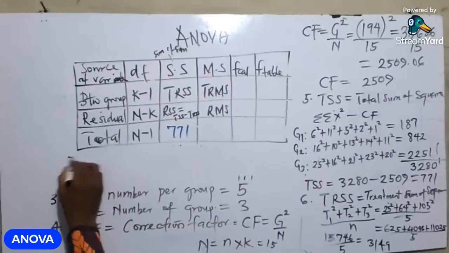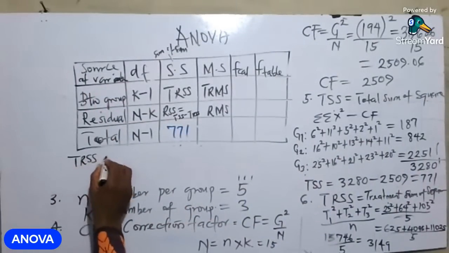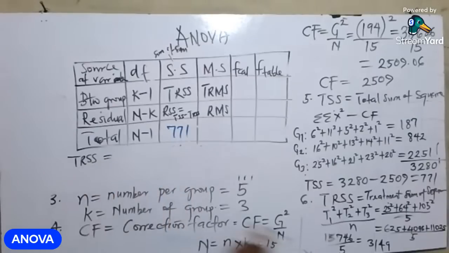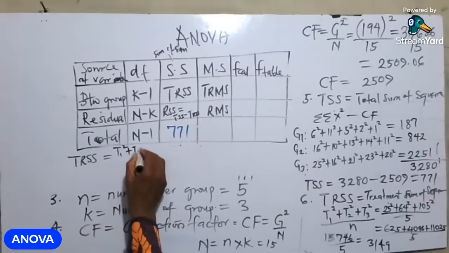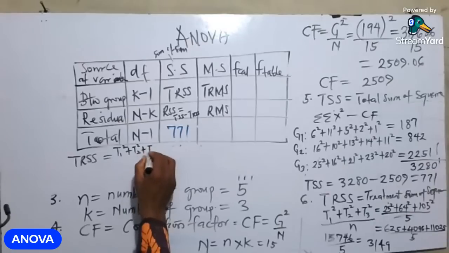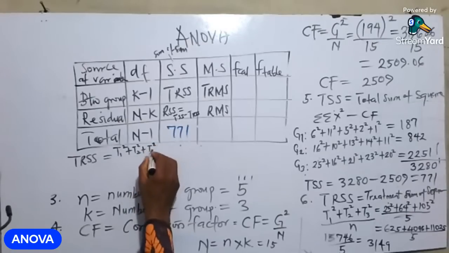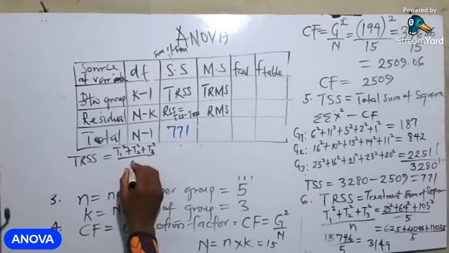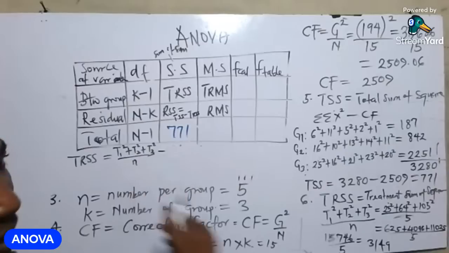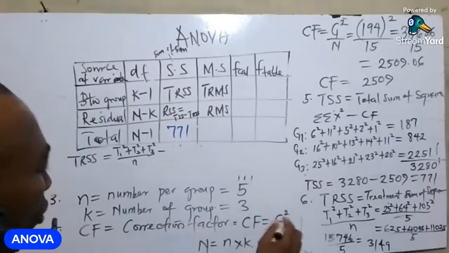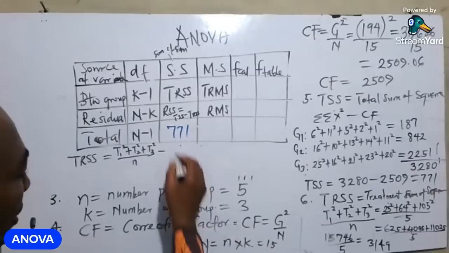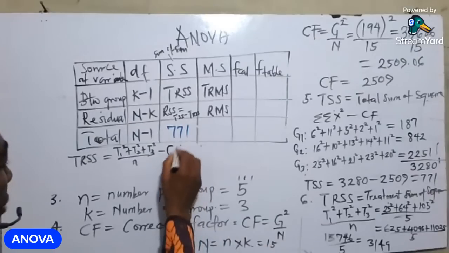So that means my TRSS is equal to this: the square of the grand total for group 1 plus the square of the grand total for group 2 plus the square of the grand total of group 3, to be divided by n. Then I will take the correction factor away from this.